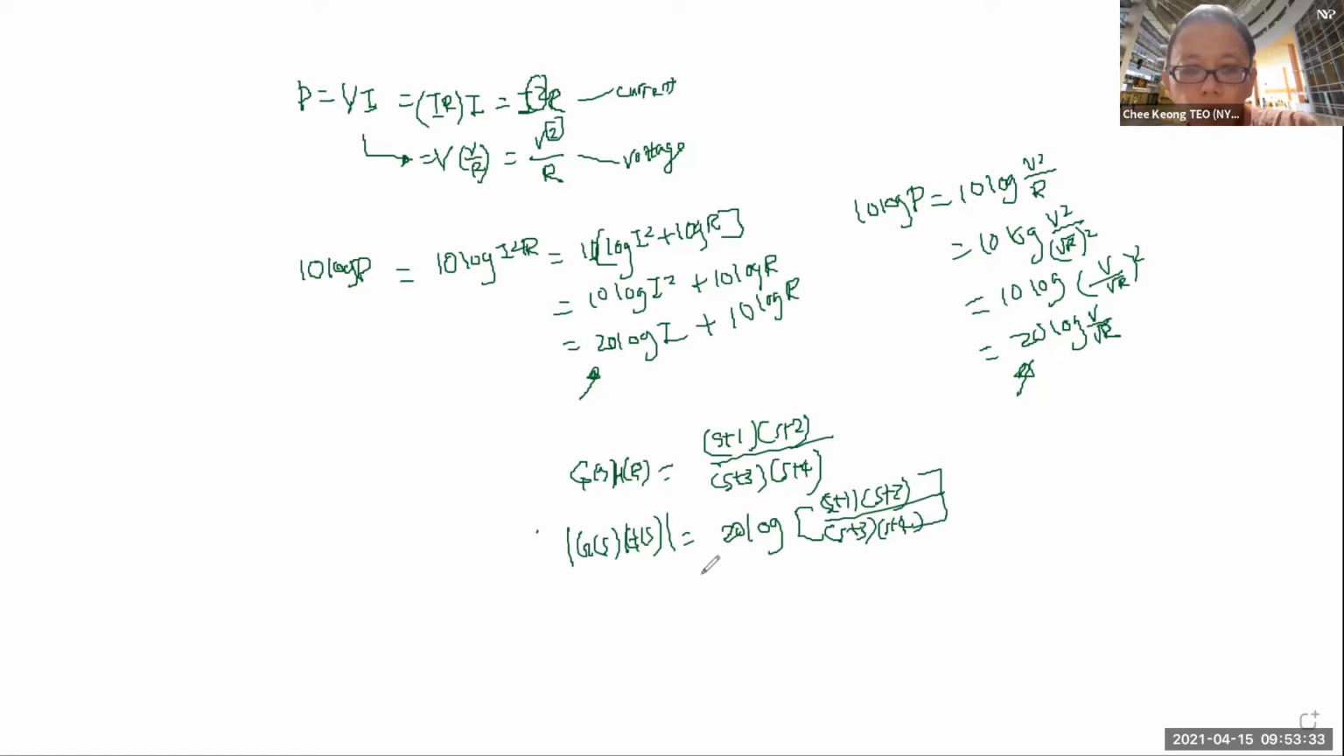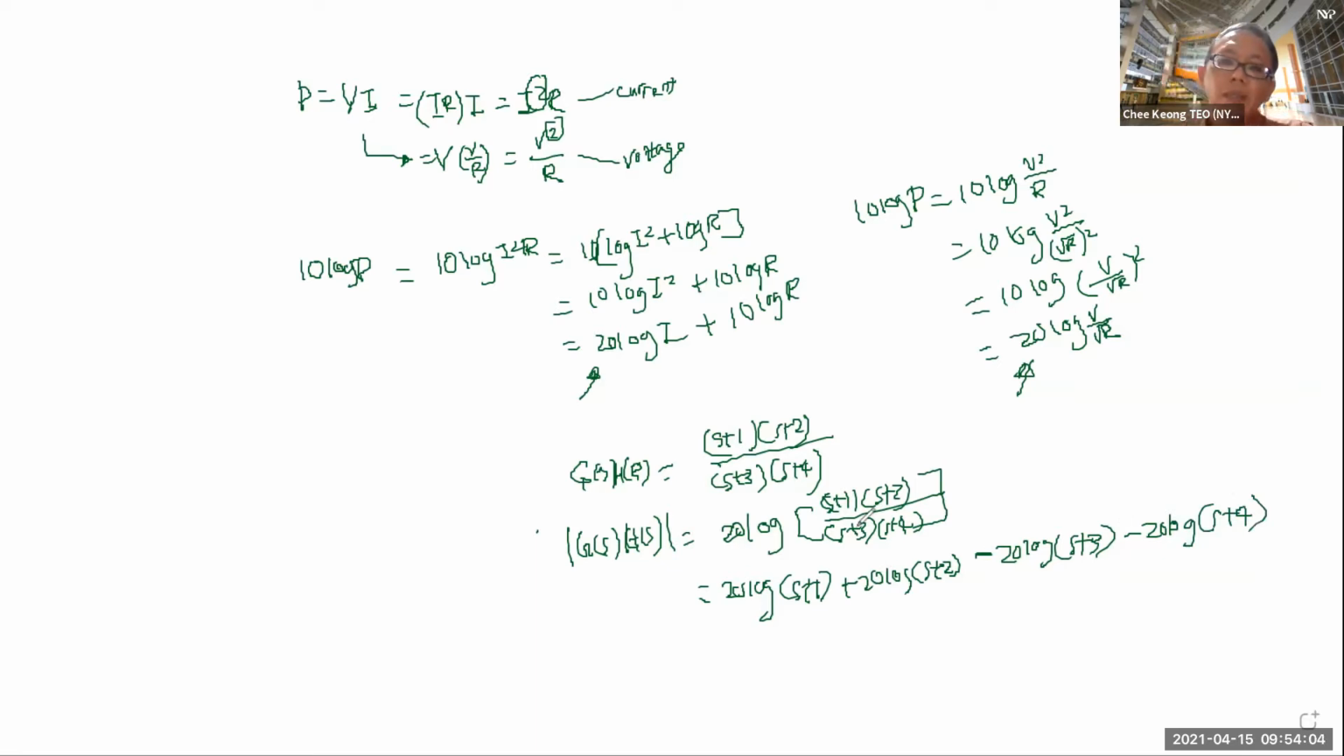If you remember your mathematics, you apply 20 log to each of the terms. For the numerator, it will be 20 log of S plus 1, and since the terms are multiplied together, you use a plus, 20 log of S plus 2. Likewise, in the denominator, you don't divide. Now you become minus 20 log of S plus 3 and minus 20 log of S plus 4.